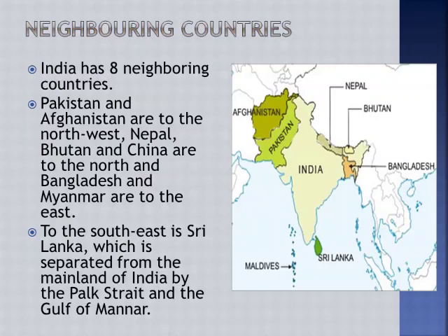India has 8 neighboring countries. Pakistan and Afghanistan are to the northwest, Nepal, Bhutan and China are to the north, and Bangladesh and Myanmar are to the east. To the southeast is Sri Lanka. Sri Lanka is separated from the mainland of India by the Palk Strait and the Gulf of Mannar. So, the 8 neighboring countries of India are Pakistan, Afghanistan, Nepal, Bhutan, China, Bangladesh, Myanmar and Sri Lanka. These are India's neighboring countries.